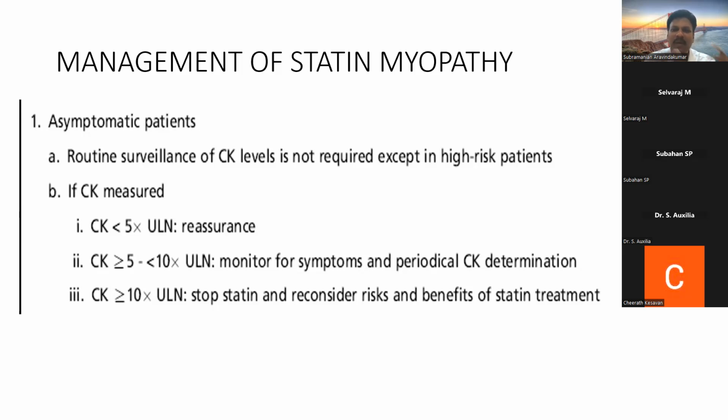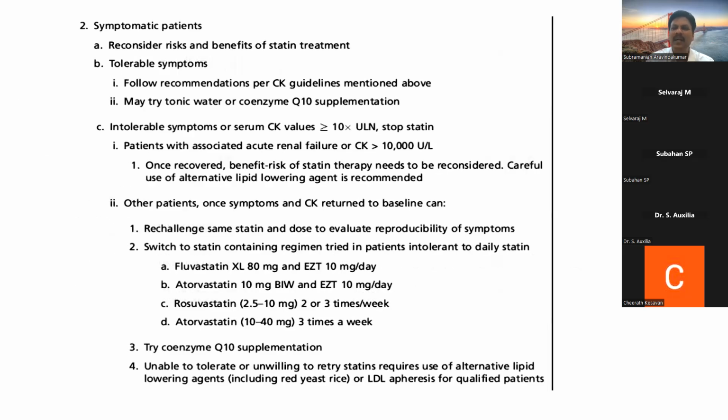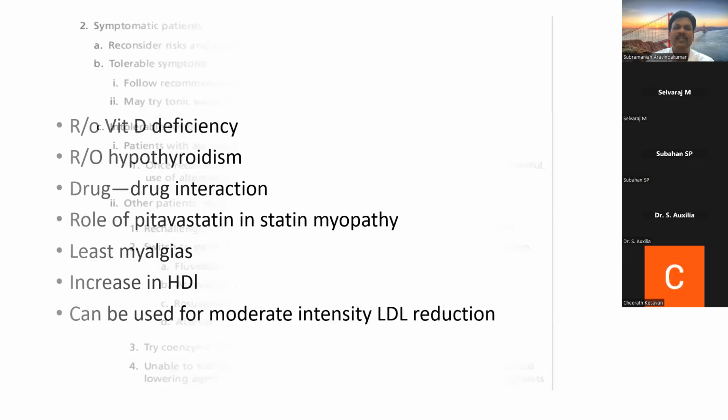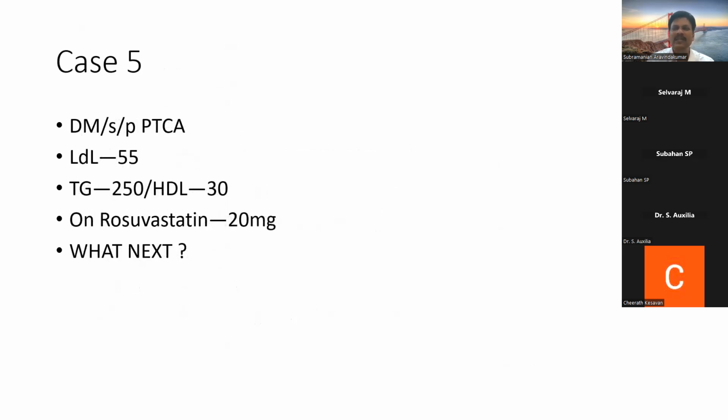Do not give the patient the impression of statin as a villain. Statin is a hero in every aspect. So statin has to be continued at any cost for the prevention of coronary disease and prevention of stroke as well. So vitamin deficiency should be ruled out, hypothyroidism ruled out, and drug interactions we need to look into. Pitavastatin is another alternative in statin myopathy, with the least myalgia. So instead of only concentrating on reduction of LDL, weight reduction, increasing nuts and exercise can increase HDL and prevent coronary disease. So this is how we have to tackle statin myopathy.